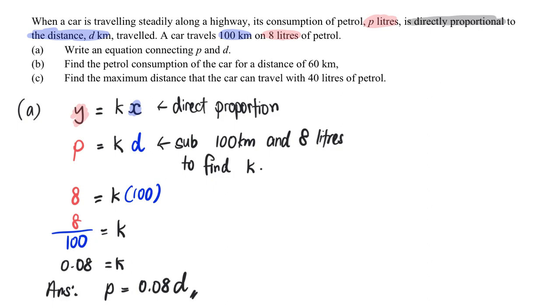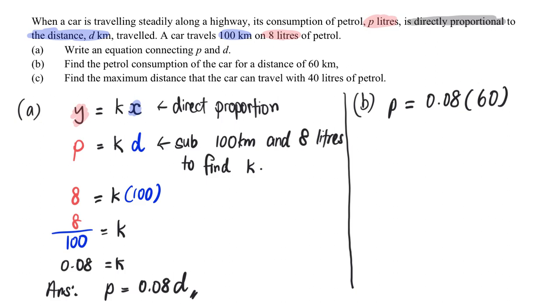For part B, now that we have the equation, we just need to substitute into the equation. Find the petrol that is needed, and I know it's 0.08 times my D. Now the distance is 60, and that will give me a value of 4.8 liters. Done.